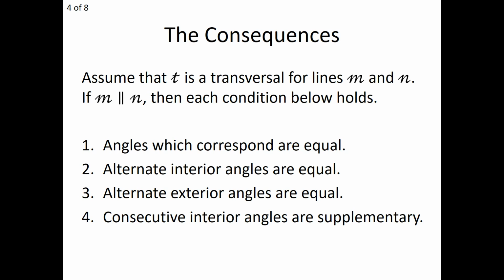The converses of this, or the consequences, say that if the lines are parallel, then what can we conclude? If the lines are parallel, then angles which correspond are equal, alternate interior angles are equal, alternate exterior angles are equal, and consecutive interior angles will be supplementary. So we're going to use the parallel tests and the parallel consequences to do several examples today.